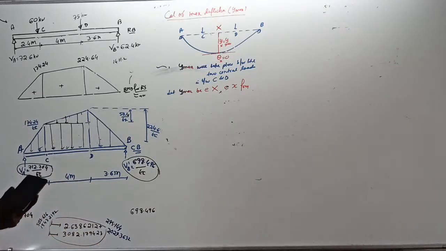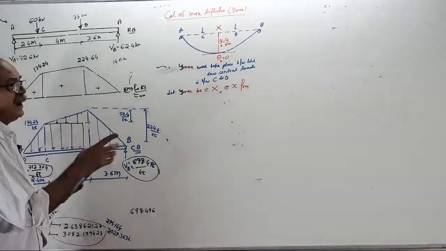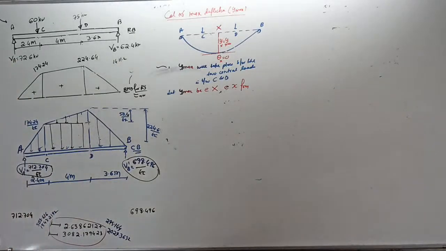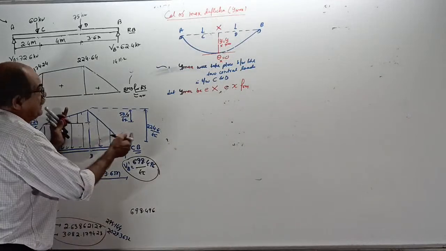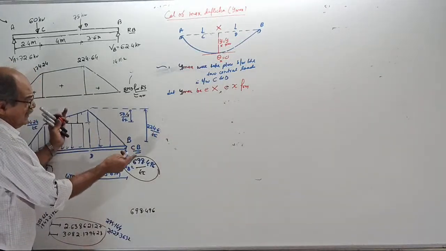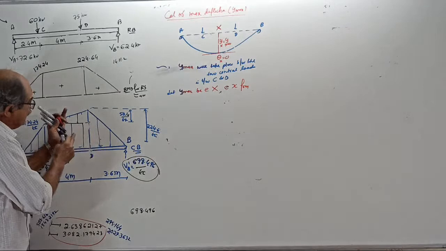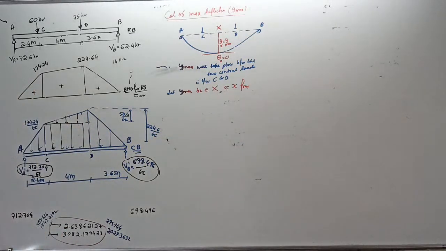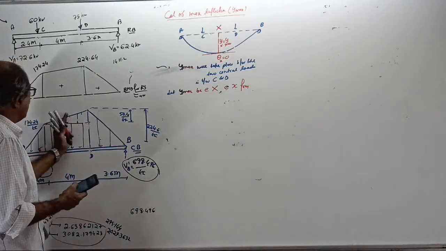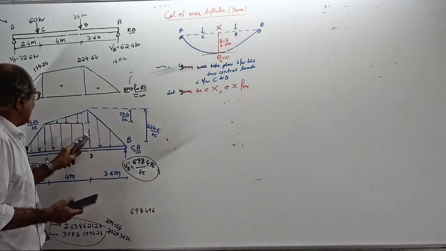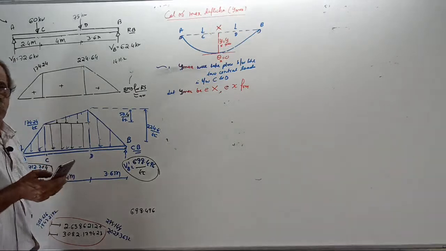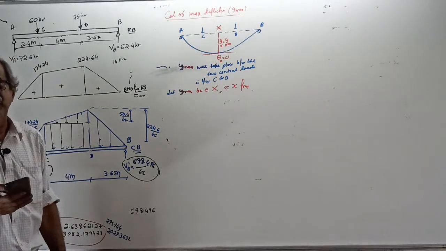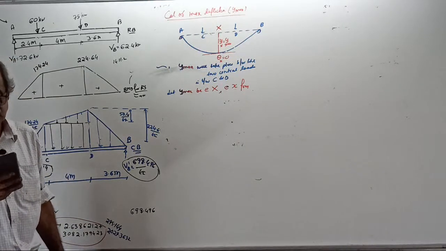Not from B. If you take from B, you are in trouble. See here. Why? When you look that side, reaction, triangle, rectangle, and trapezium. If you take x from there, when you look that side, triangle, rectangle, and trapezium. So, do you want B? I can take B. Answer will come.